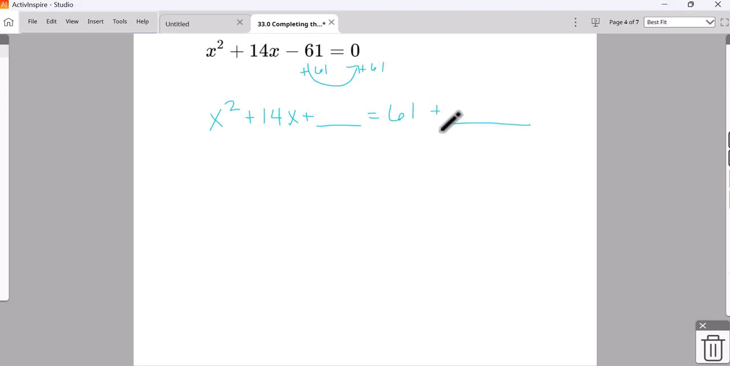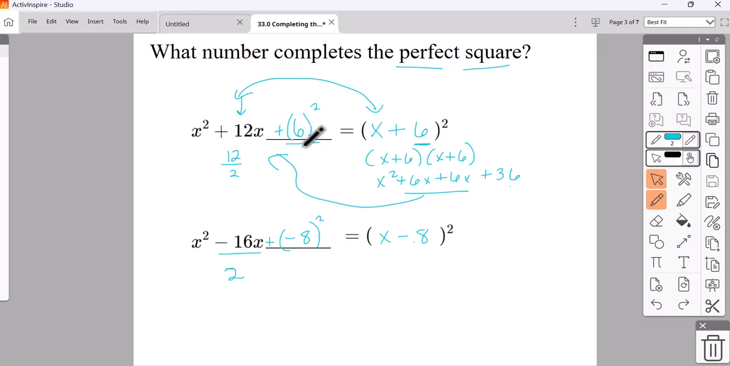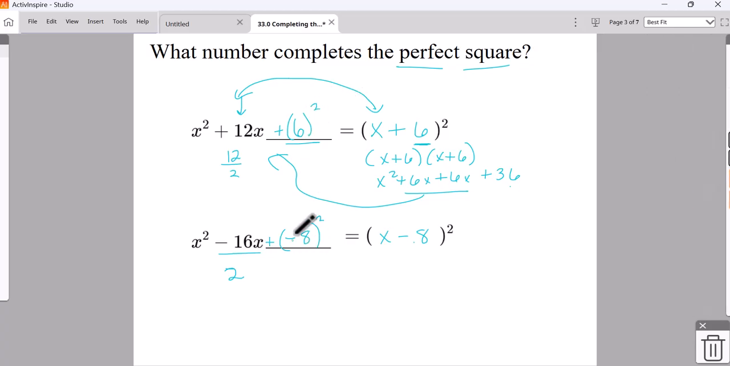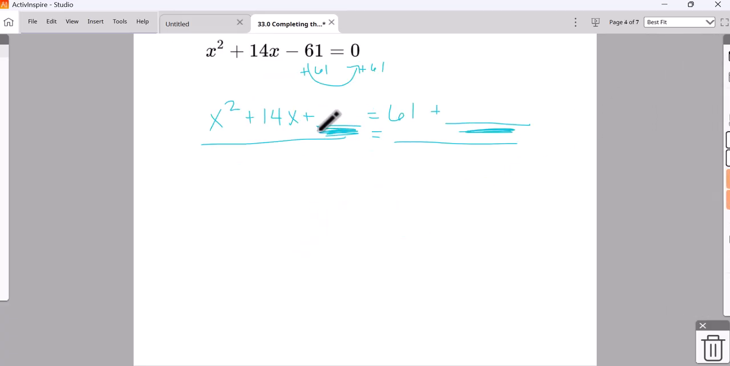And then to keep my equation balanced, I need this blank and this blank to be the same. So I can keep my equation balanced or equal, they need to be the same. And so if I'm going to add something new to this side, like we did in this last problem, like we added 36 to this, we added 64 to this. To keep my equation balanced on both sides, in this next problem, I need to add the same thing here as I do on this side. And so here I have 14 divided by 2, that's 7. So what's going to be added on this side is 7 squared, which is actually 49.